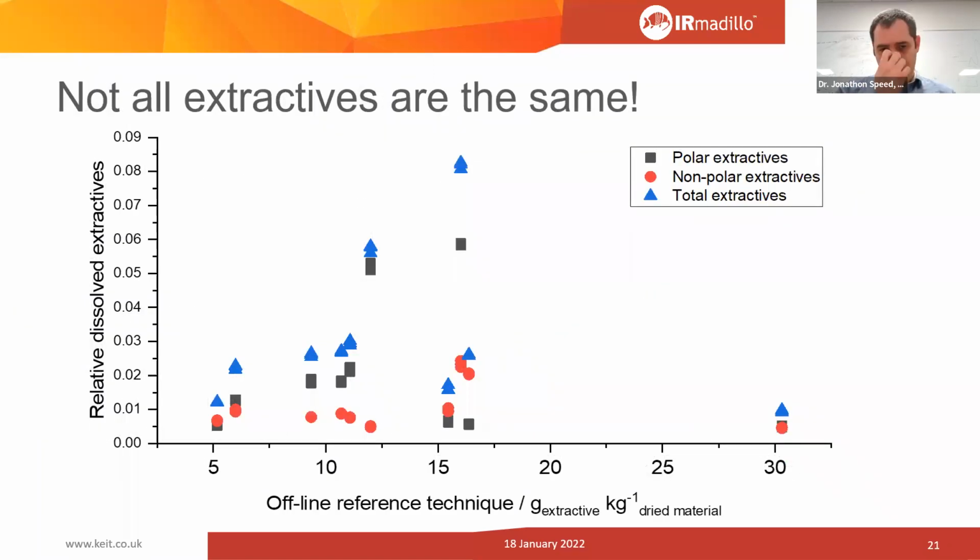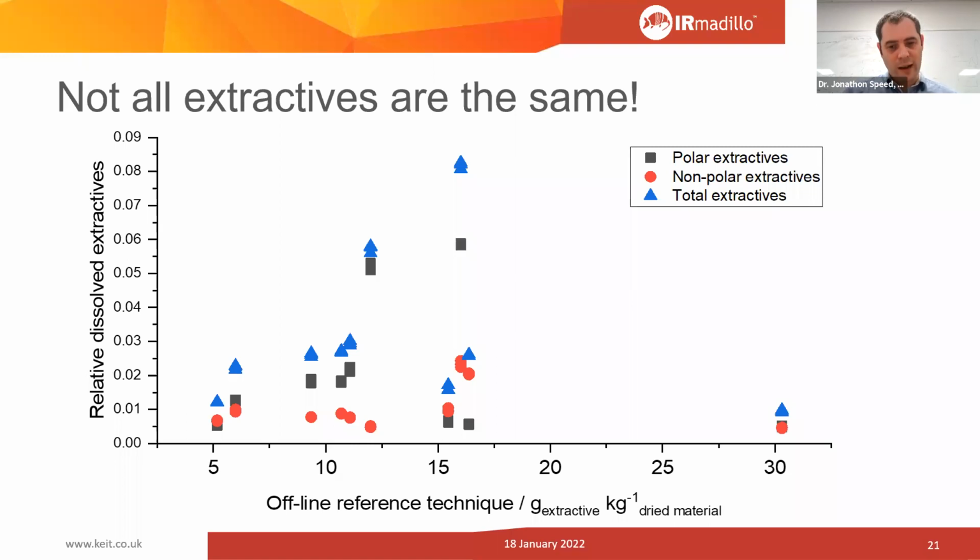But one thing to bear in mind is not all extractives are the same. We've got polar extractives and non-polar extractives, so you've got variations of that. If we look at a fatty acid, for example, a fatty acid with 8 carbons is going to be much more water soluble than a fatty acid with 20 carbons. And the polarity changes throughout that.